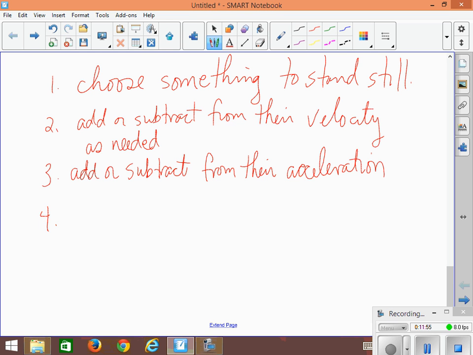I guess step 4 would be do the same to the other. You have to do the same to the other. So he's on the conveyor belt too. To the other participant, let's say, in the problem.